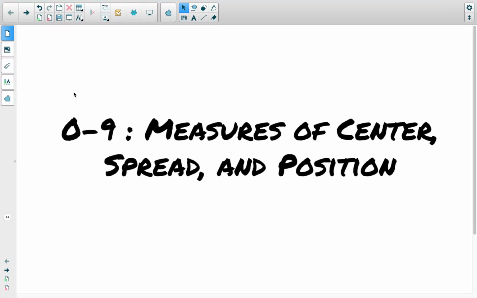Welcome back. This is 09, measures of center, spread, and position. In this video we're going to get to center and spread, and then in part 2 we'll talk about position.